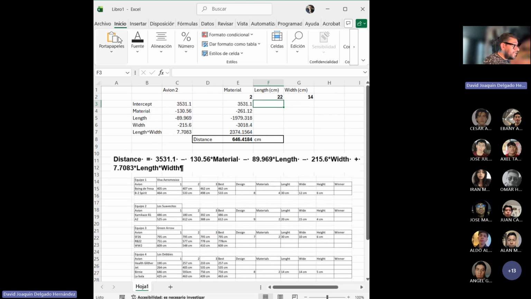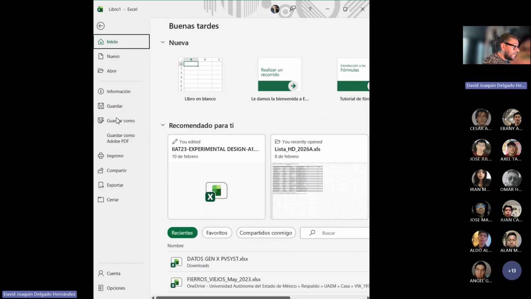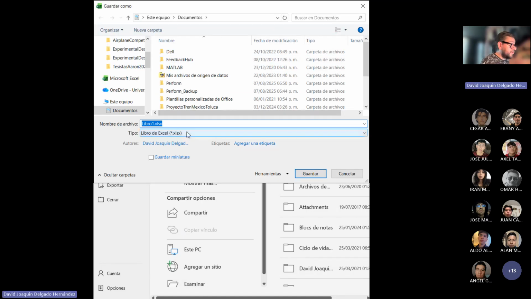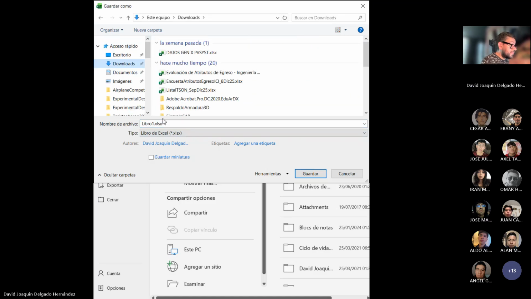So as you can see, let me save this file, save as here. Let us put it in the download. Okay. Distance prediction model, 23 February 2026. Okay. Save.